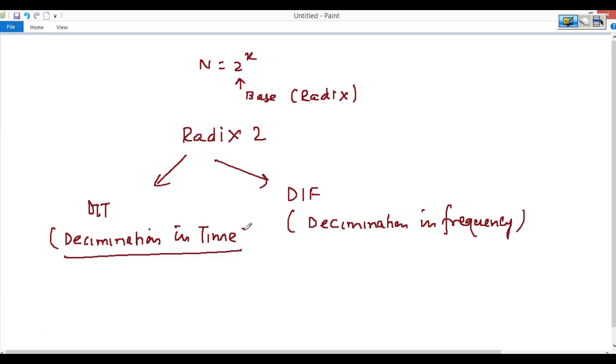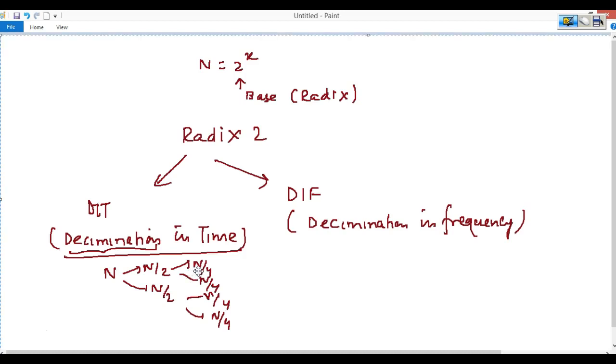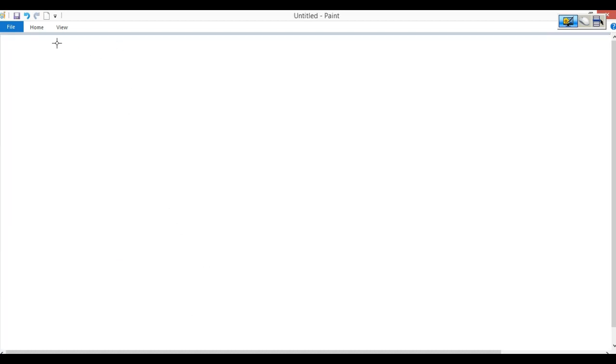This decimation means, keep in mind, you are breaking the N-point DFT into N by 2 and N by 2, and further each N by 2 we are dividing into N by 4, N by 4, N by 4 and N by 4. So this is called decimation. We'll see one by one, first what is your DIT. DIT stands for decimation in time.